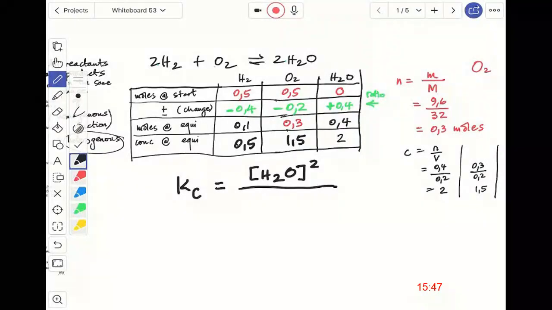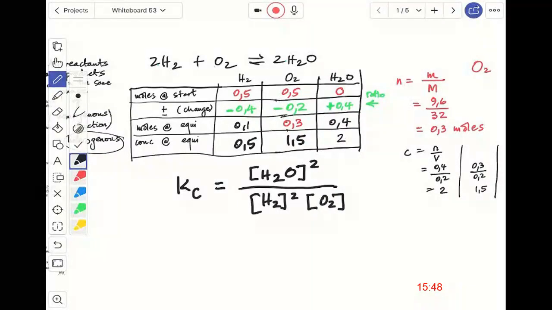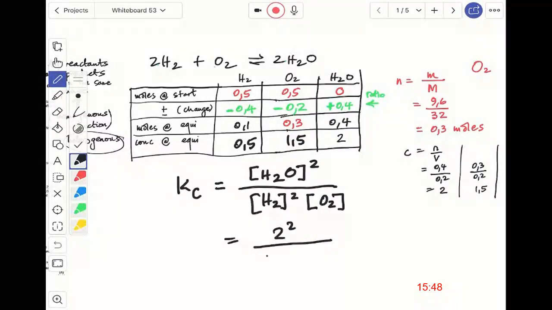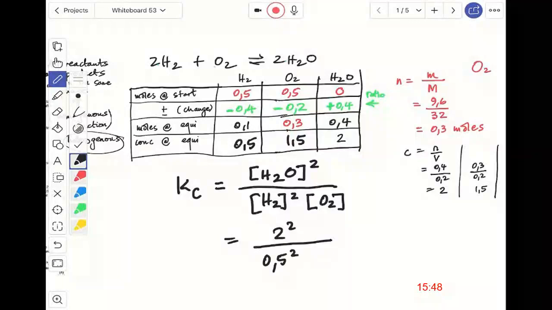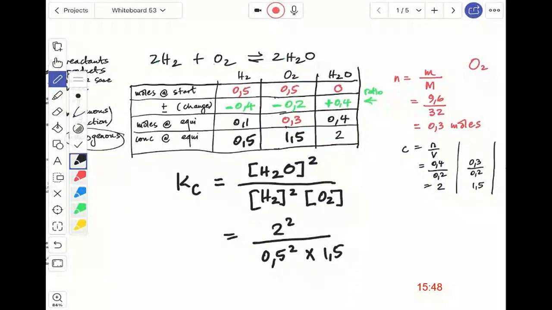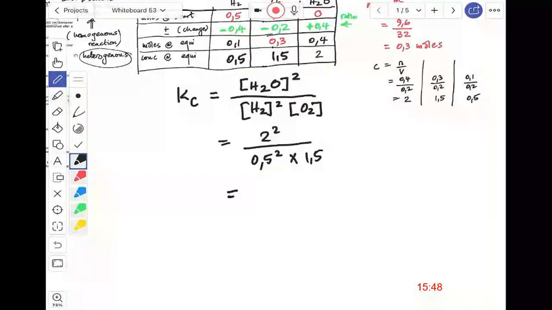There's 2 hydrogens, so that's H2, that is squared. There's only 1 oxygen, so that is that. So, the Kc calculation. Concentration of the water, that is 2 squared, divided by concentration of the hydrogen, 0,5 squared, multiplied by 1,5. And we work that out.